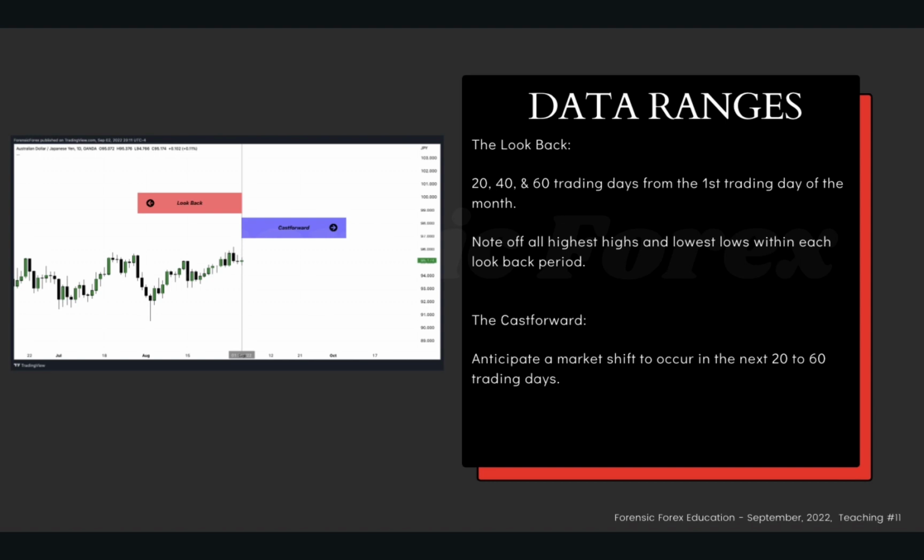Within this model, we're going to be looking back 20, 40, and 60 trading days from the first trading day of the month. Note off all the highest highs and lowest lows within each look back period. That means for 20, 40, and 60, we're looking for the highest high and lowest low within those time periods. Let's take a look on the charts and what that looks like.